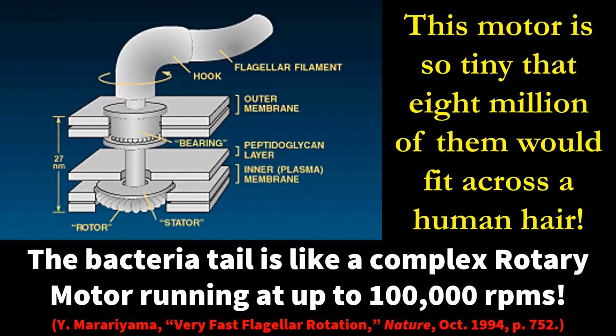And when we look at these complex biological systems, even something as simple as the tail of a microscopic bacterium, a single-celled organism, has a little tail called a flagellum. This flagellar motor is so tiny, you can put 8 million of them across a human hair. But we look at this and we recognize all the parts. Can you imagine being the first scientist to look at this thing?